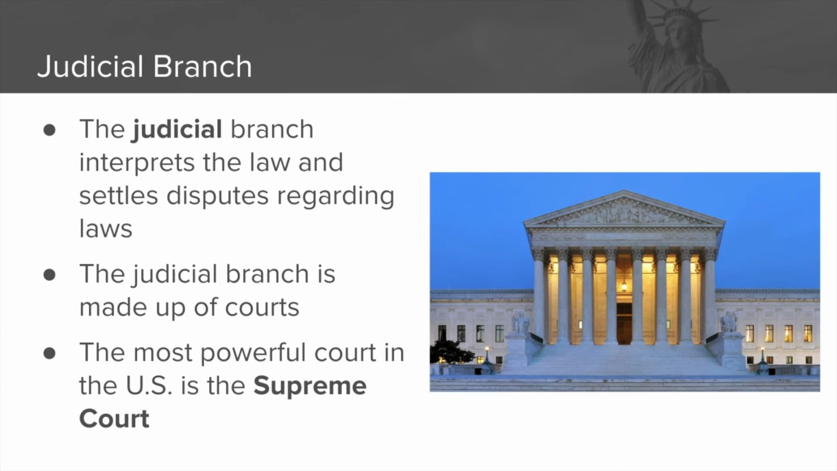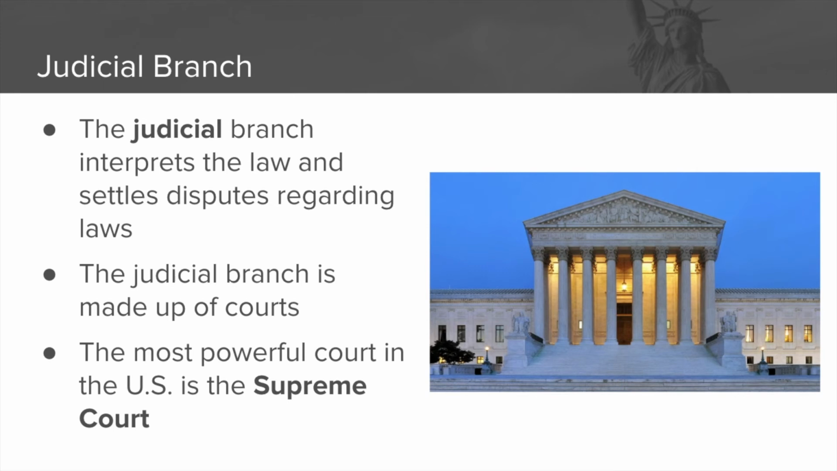Okay, and then the final branch is the judicial branch. So the judicial branch interprets the law and settles disputes regarding laws. So sometimes people don't necessarily agree on what the text of a law passed by a legislature truly means, and there are disputes about laws. And also sometimes laws are passed that contradict other laws, so you need kind of a third party to figure out what is the law that we are going to follow in this case.